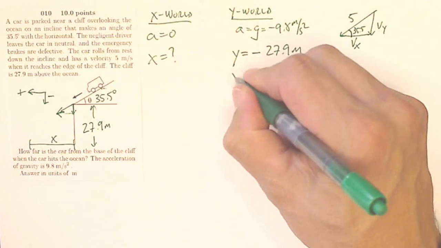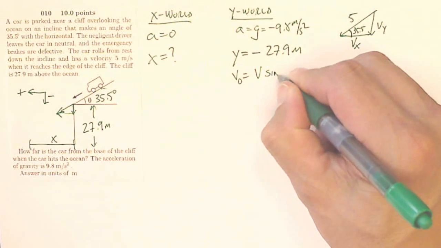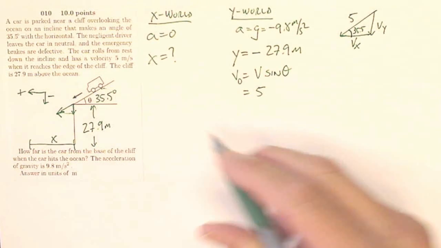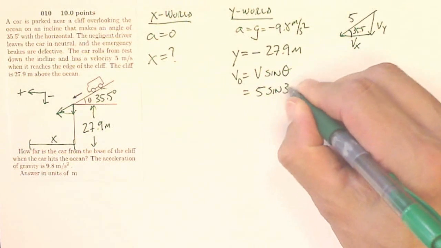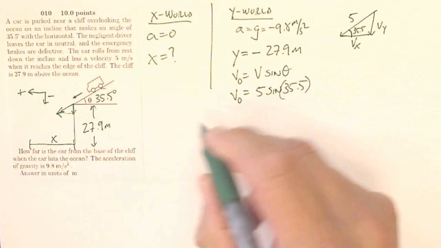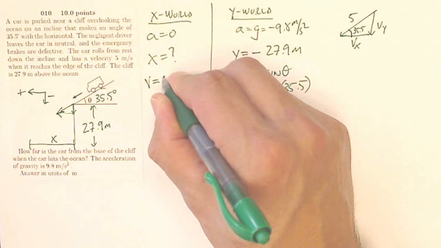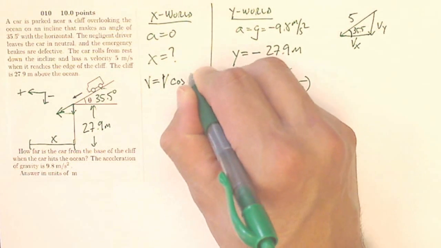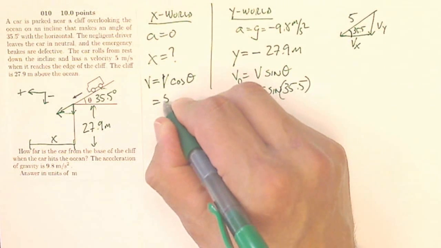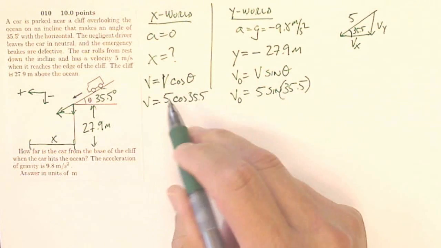So my initial velocity in the y world is going to be my v times the sine of theta, because it's opposite that angle. So that's going to be 5 meters per second times the sine of 35.5. It's going to be my initial velocity in the y world. In the x world, my initial velocity and my final velocity and my all-time velocity is going to be my velocity times the cosine of the angle, because it's adjacent to that. So that's going to be my velocity of 5 times the cosine of 35.5. So that'll be my velocity in the x world.